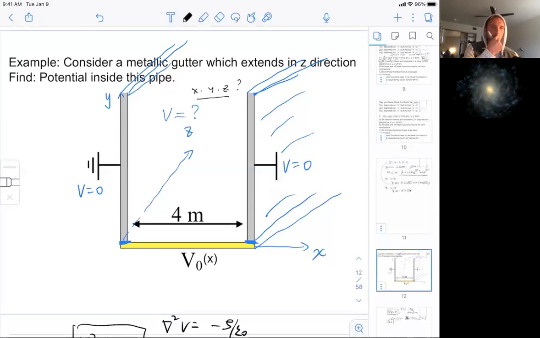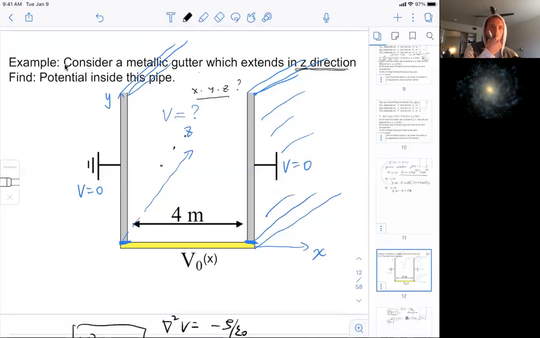So it says the metallic gutter extends in the z direction. Extends meaning you can view it as infinitely large in the z direction. If it does have a z dependence, that means I can look at the potential here along the z direction or there, and it would change, right? That means it has a z dependence. Depending on your location in z, my potential changes. And because it's infinite in the z direction, do you think it could have z dependence? It would not be able to have a z dependence, right?